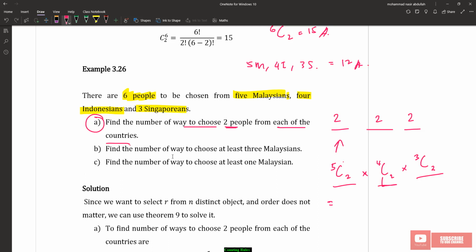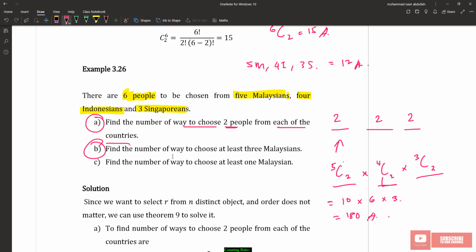So what is the answer? 5 choose 2 is equal to 10, multiplied with 4 choose 2 which is equal to 6, multiplied with 3 choose 2 which is equal to 3. So 10 times 3 is 30, and 30 multiplied by 6 is equal to 180. So there are 180 ways to choose 2 Malaysians, 2 Indonesians, and 2 Singaporeans.